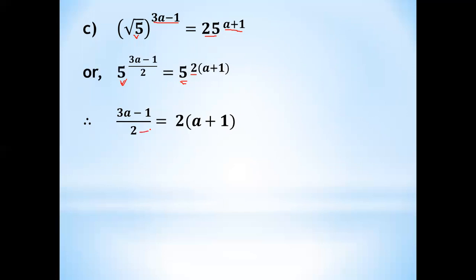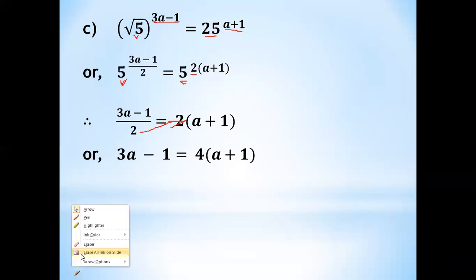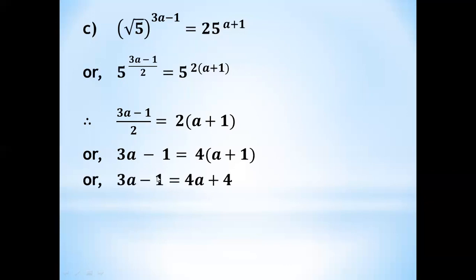So when this 2 will be cross multiplied with the right hand side, it will be simply 4. Yes, all right. So further simplification, on the right hand side 4 bracket a plus 1 will be 4a plus 4. Now here we can see that in the left hand side there is 3a, and in the right hand side there is 4a, and further 1 and 4 are also there.